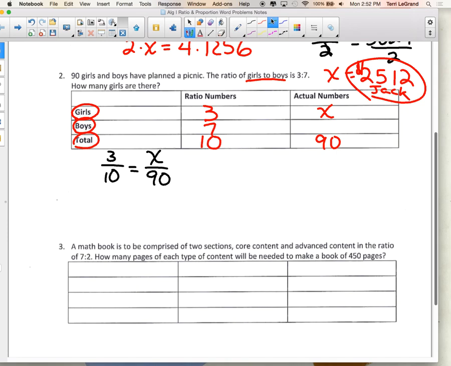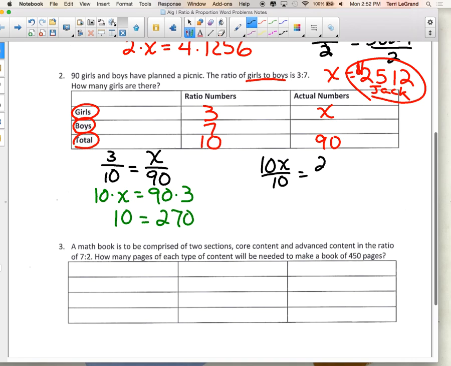Grace? Cross multiply. Okay, give me the cross products. 10 times x equals 90 times 3. That's 10x equals 270. Next move would be divide by 10. So 10x divided by 10, 270 divided by 10. What does x equal? 27. And those are what? Girls.